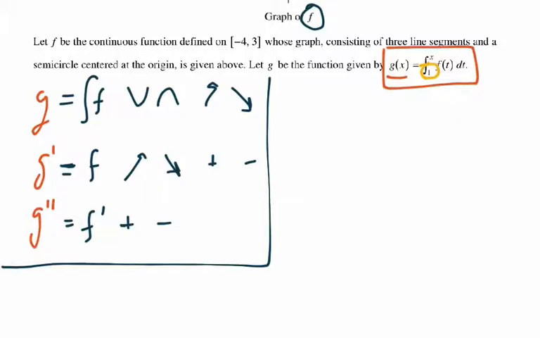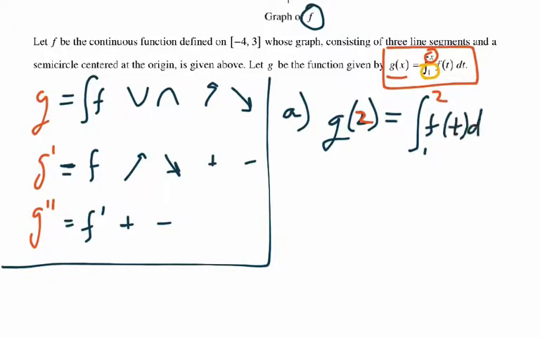Alright, the first thing we're going to do is to find g of 2. Well, do I have a formula for g of x? Yes, I do. It's the integral equation here. And so this basically means that I'm going to replace the x up here with a 2. So g of 2 is the integral from 1 to 2 of f of t dt.